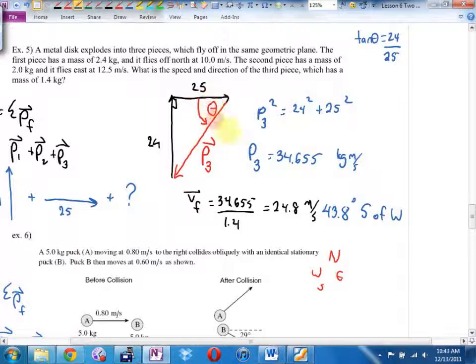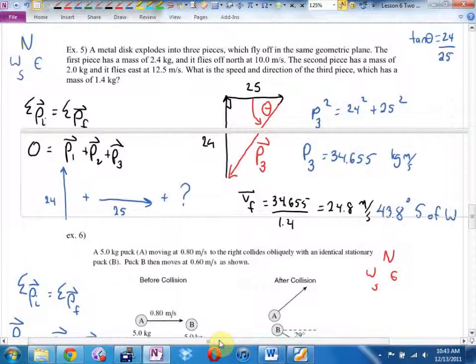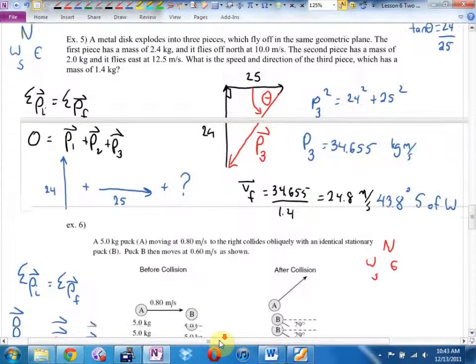Two-dimensional momentum. What's your homework? Well, I didn't attach an assignment to this. From the ultimate review, you can now do numbers 1, 14, 22, and 34.